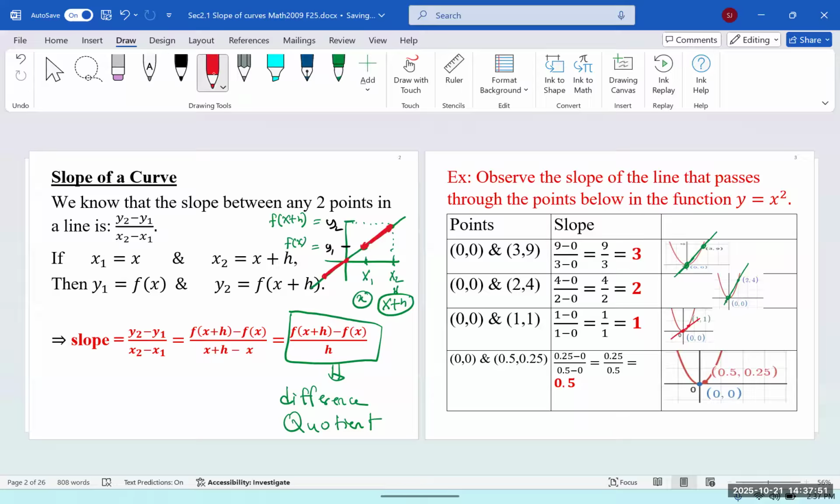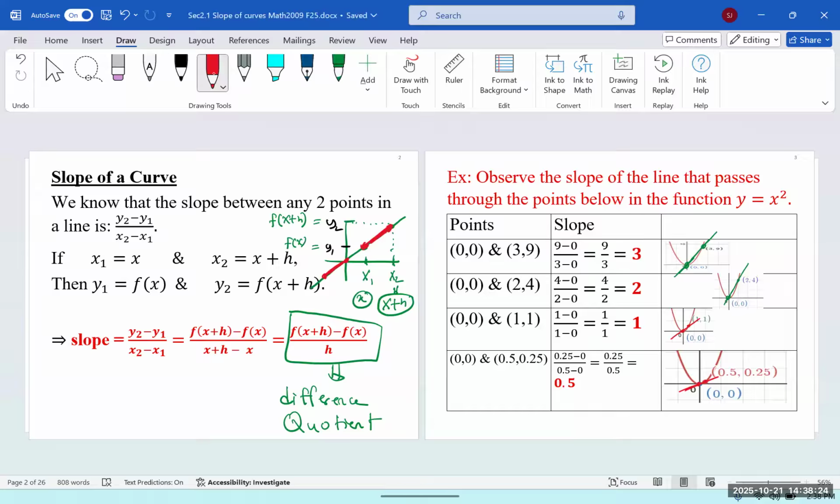And now if you try to see something that is closer to 0, 0.5. So 0.5 squared is 0.25. So when you take the slope, it is even 0.5. So the slope between 0, 0 and 0.5, 0.25 is 0.5. Isn't it weird? A curve has so many slopes if you change your points.